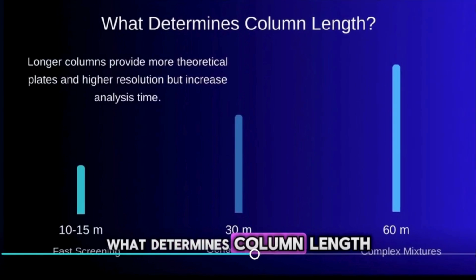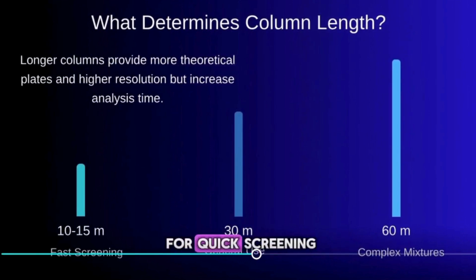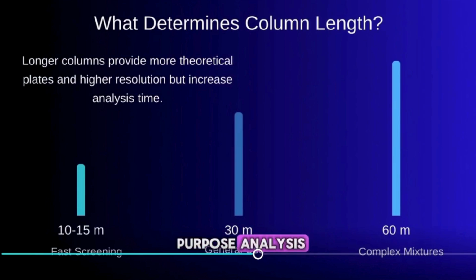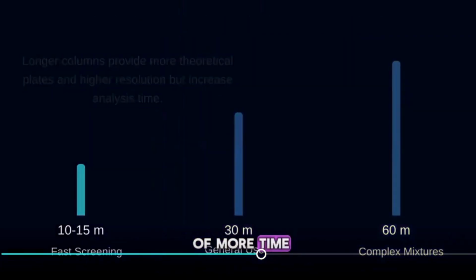What determines column length? Short columns, 10 to 15 m, are ideal for quick, general analysis. Long 60 m columns handle complex mixtures with high resolution. Longer length means better separation, but at the cost of more time.